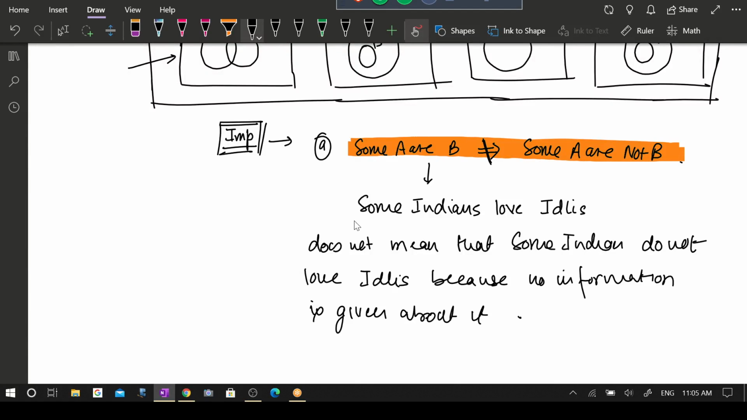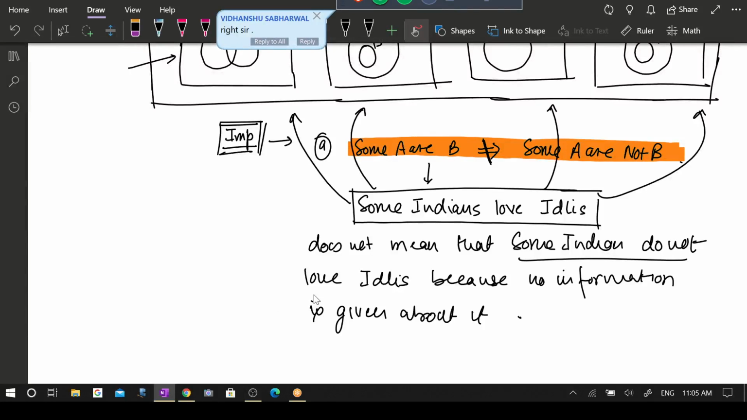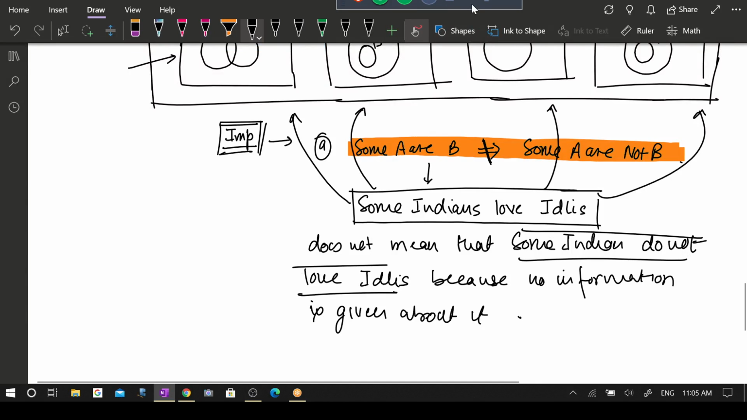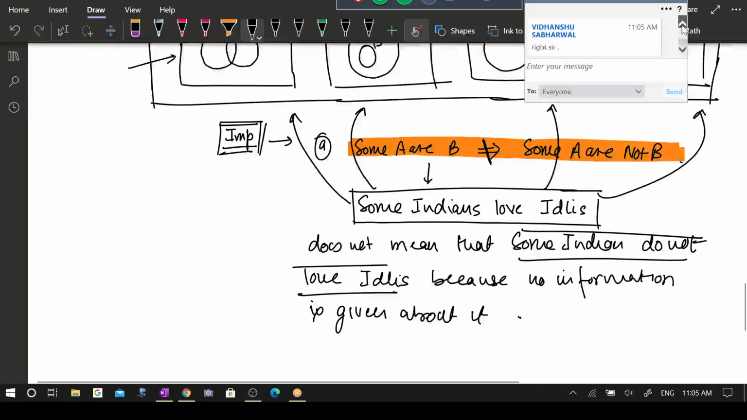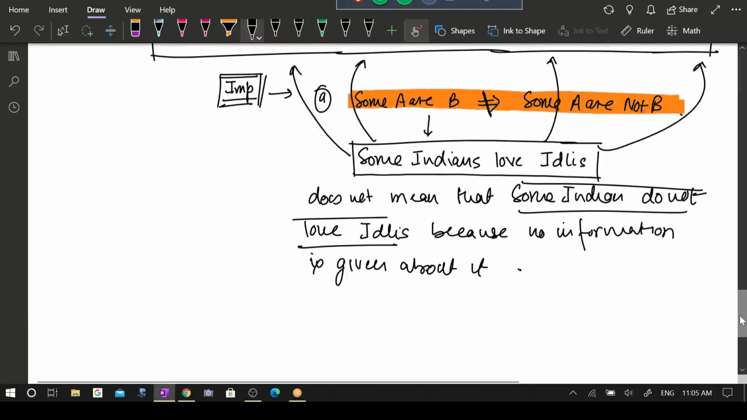So when we say some Indians love idlis, we are thinking of all possible 4 outcomes. So we just cannot infer that there are some Indians that do not love idlis. We cannot. Clear, right, guys? Thank you, Vidanshu. Wonderful. Alright. So keep this thing in mind: some A or B does not infer some A or not B. That is the biggest mistake that we have been making. Rani, Shivam, Shruti, is it clear, guys?